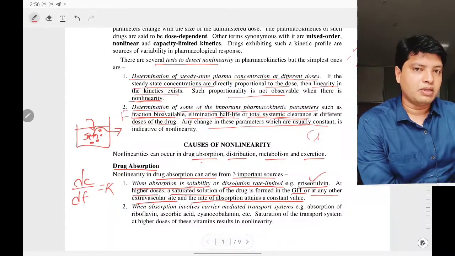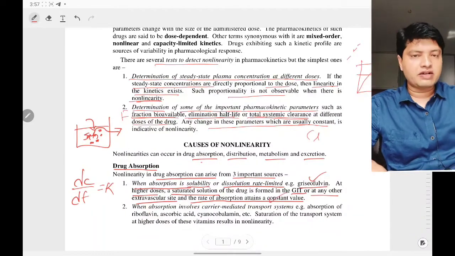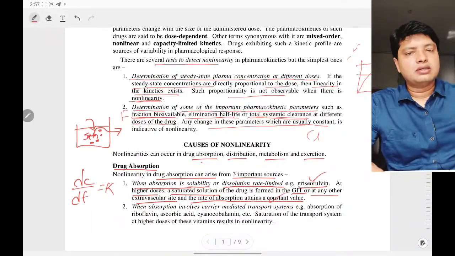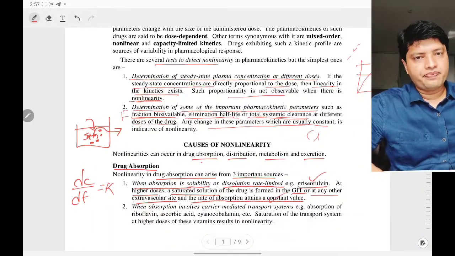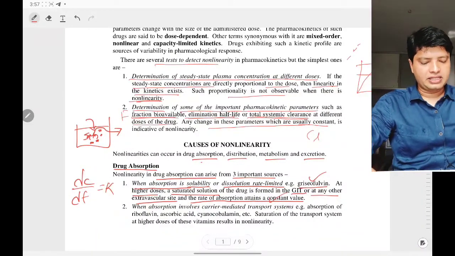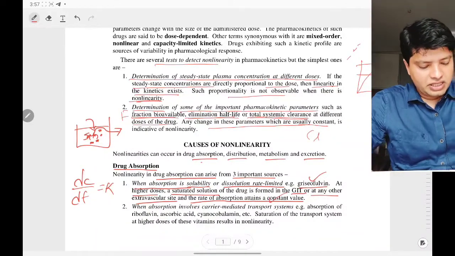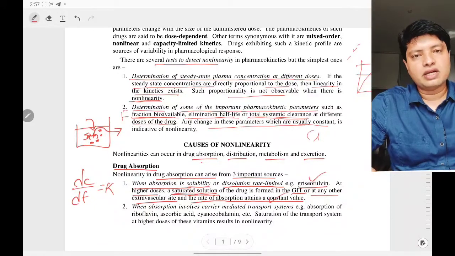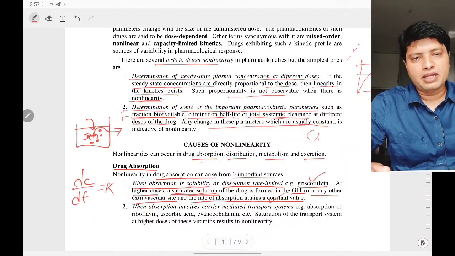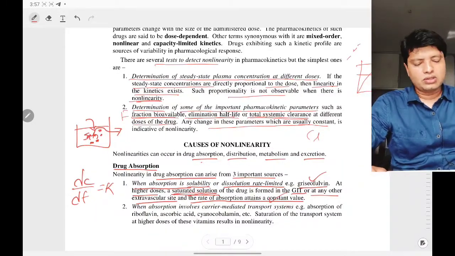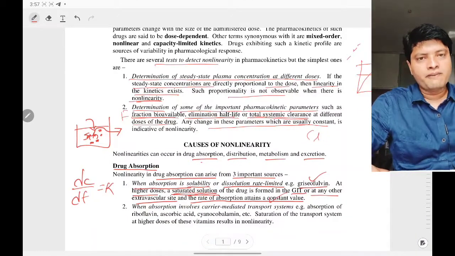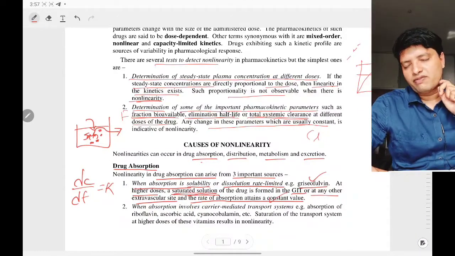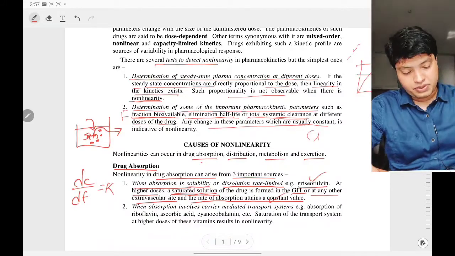First, the drug has to be soluble. Absorption attains a constant value because the drug is getting saturated. The saturation solution of the drug is going to form there. Hence, it will cause non-linearity in the absorption. So this is the one source of non-linearity in case of absorption.